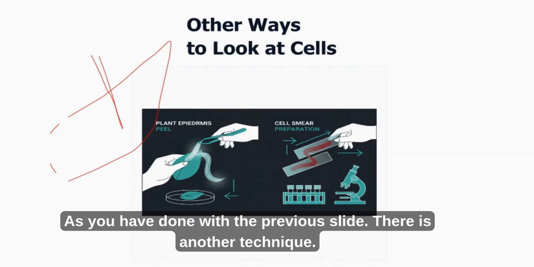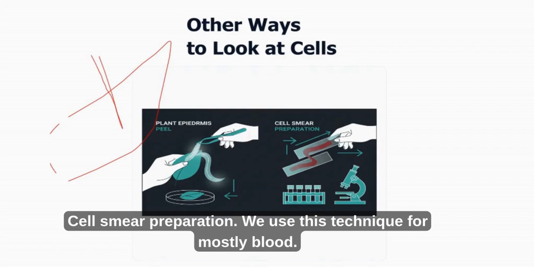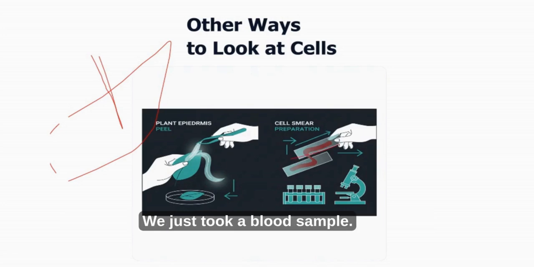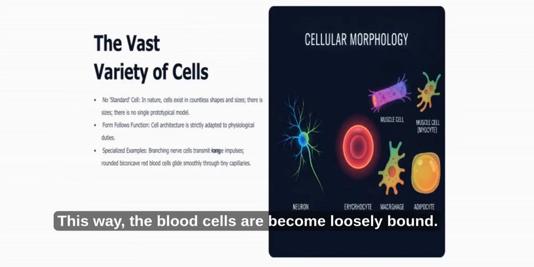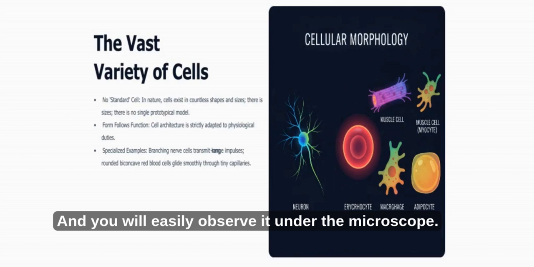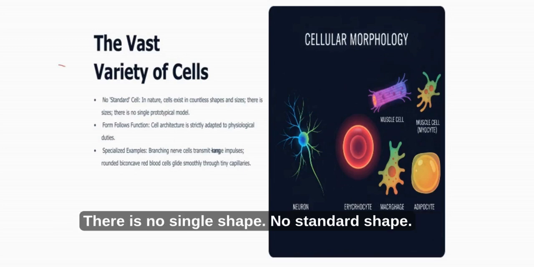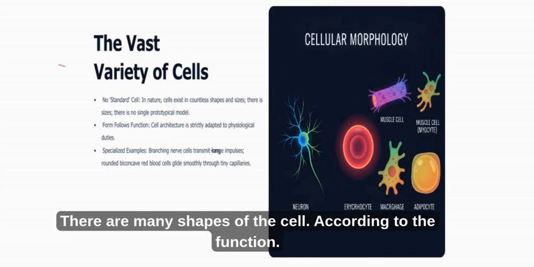There is another technique, which is cell smear preparation. We use this technique mostly for blood. We take a blood sample, and with the help of two slides, we smear it by sliding them on each other. In this way, the blood cells become loosely bound, and you can easily observe them under the microscope. There is no single standard shape of cells.